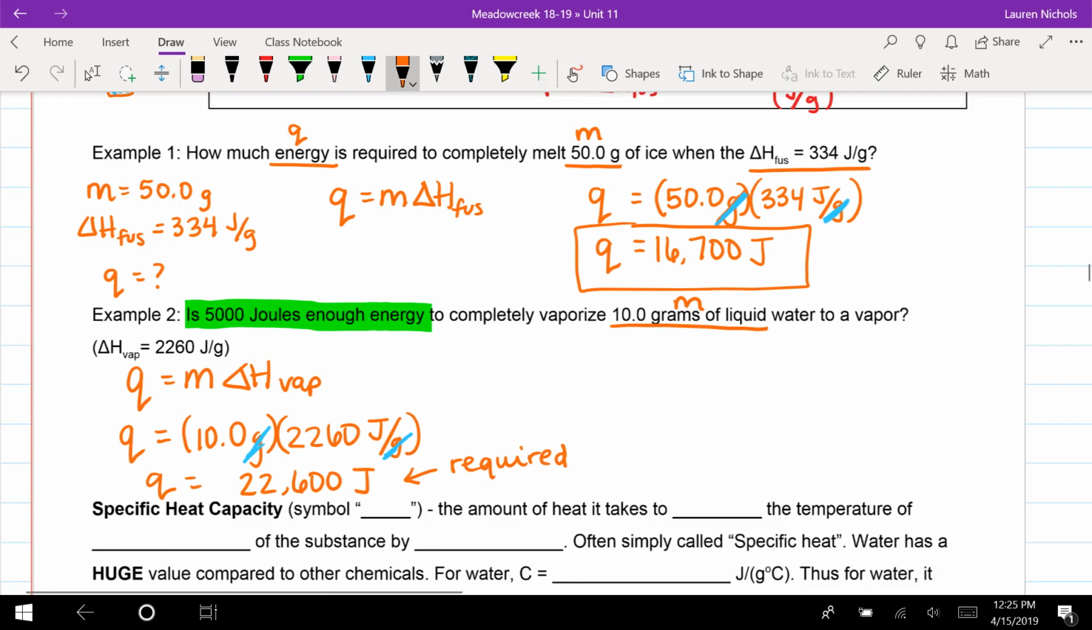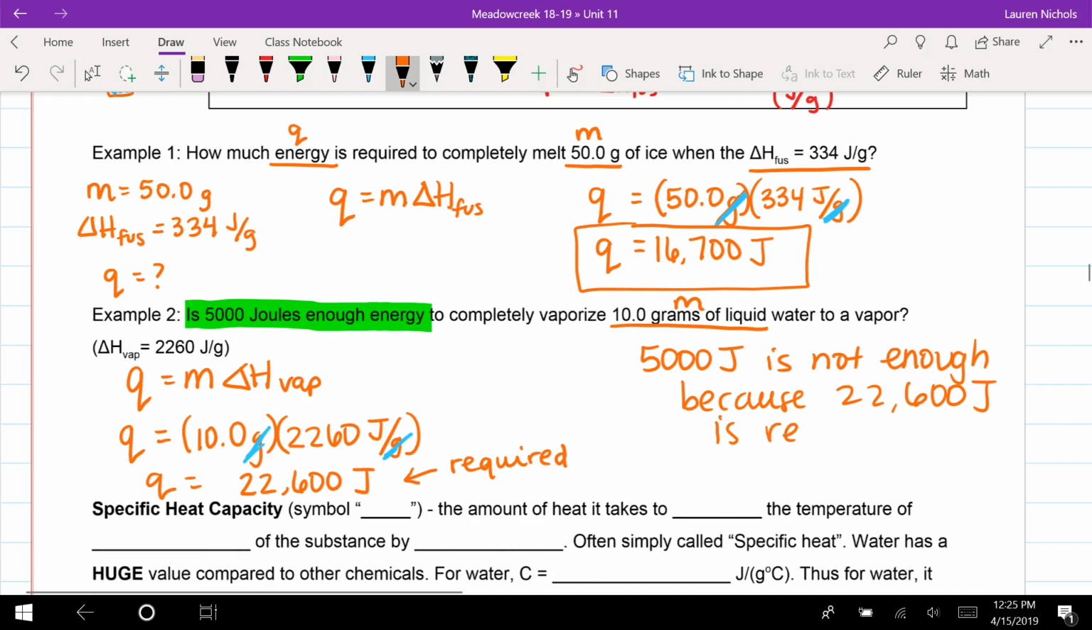So that Q we just calculated, that's the amount that is required. So if we compare that to 5,000, saying, okay, is 5,000 joules enough energy to complete this vaporization? The answer is no. So we can say 5,000 joules is not enough because 22,600 joules is required. It's not even enough to complete half of the vaporization process.